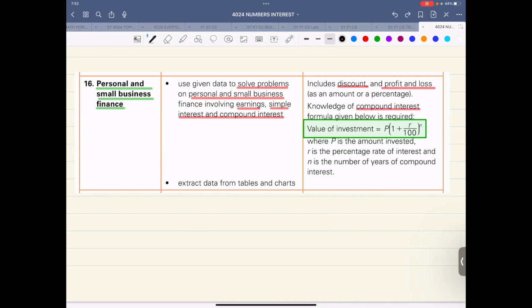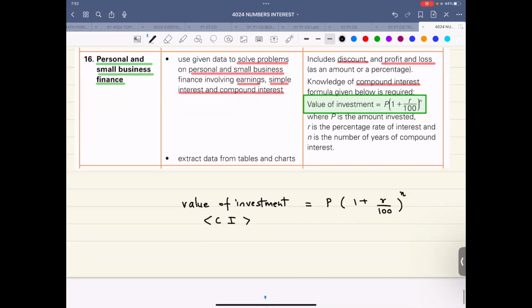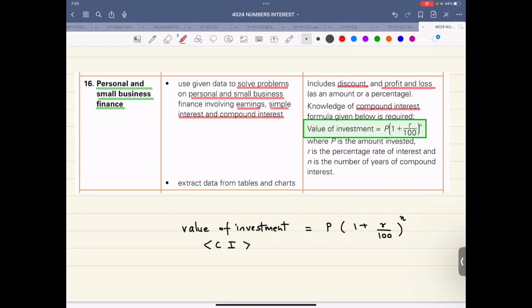Actually, P is the principal value, the value of investment, the interest. That is what they mean by compound interest. That equals P(1 plus R over 100) raised to the power of N, where P is the amount invested, the principal amount. R is the percentage rate of interest, the same as in the simple interest formula. And N is the number of years of compound interest.